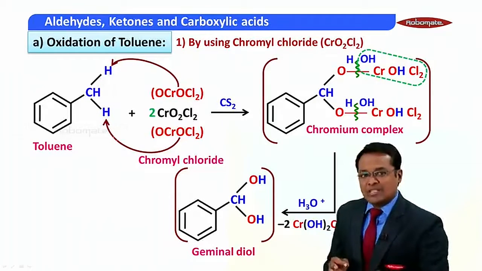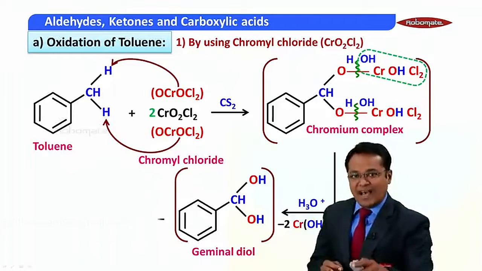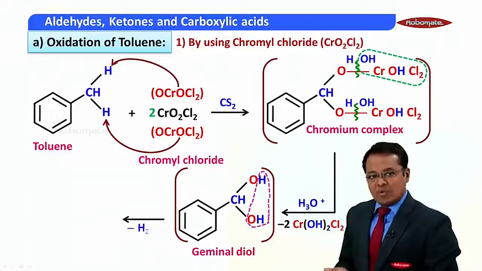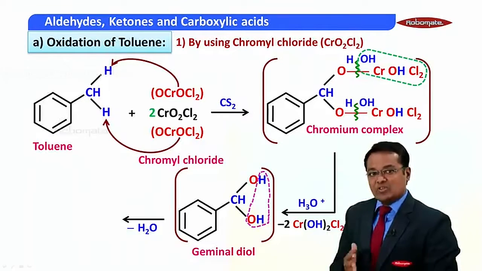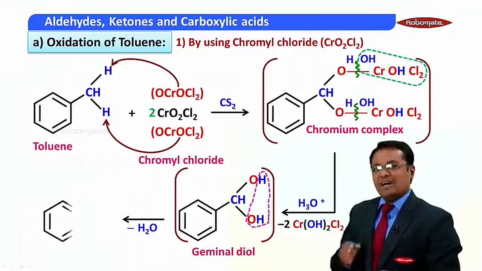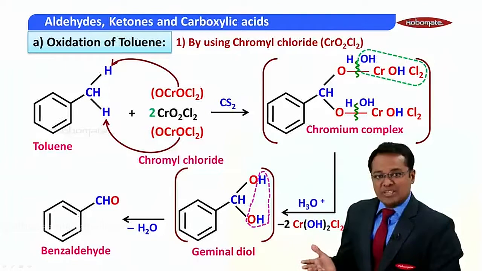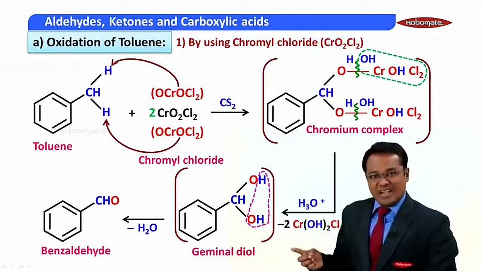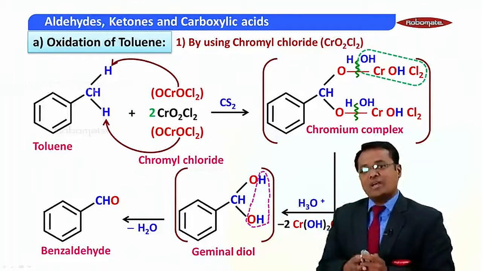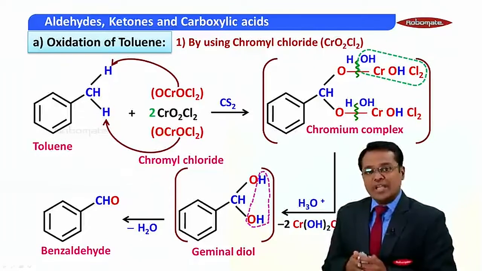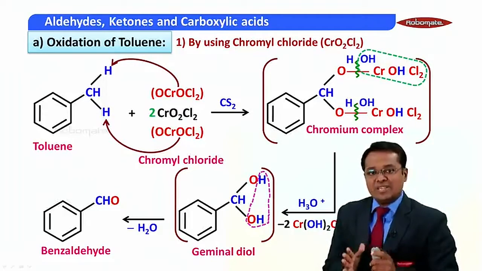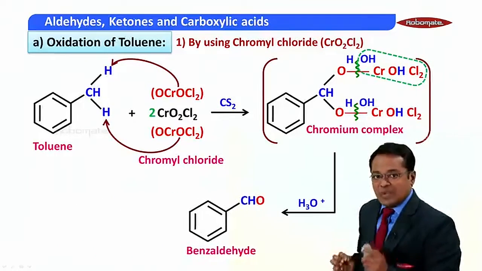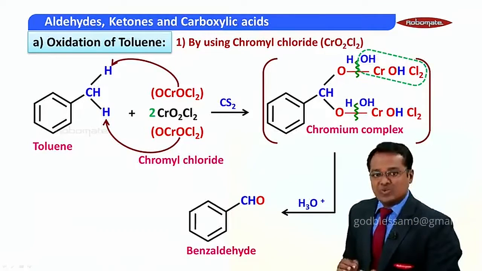Do you remember that geminal diols are unstable? So from there it will lose a water molecule. Can you see that water molecule loss? What is left now? A benzene ring with a CHO group. Is it nothing but a benzaldehyde molecule? Yes. So we have prepared benzaldehyde from toluene by using chromyl chloride. But remember, in boards when you write, you don't have to write each and every step. What I am showing now on the screen is the part expected from you to write in boards. Is it clear?